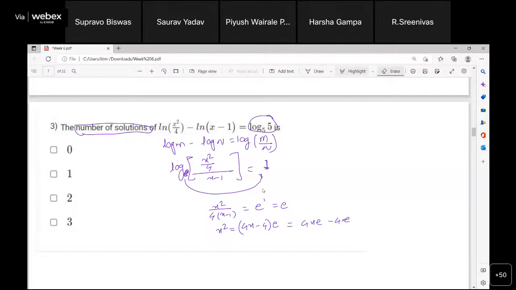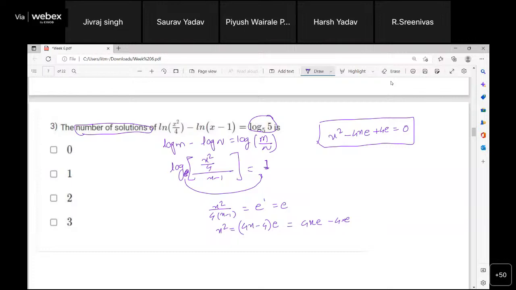Okay, now tell me how should I approach? Yes, anyone? By comparing the coefficient of x and x square. So I have this expression now, x square minus 4xe plus 4e equals 0. Now I have to find out the number of solutions for this particular expression. So what should be the value? We can use Dharacharya formula. We can check the discriminant.